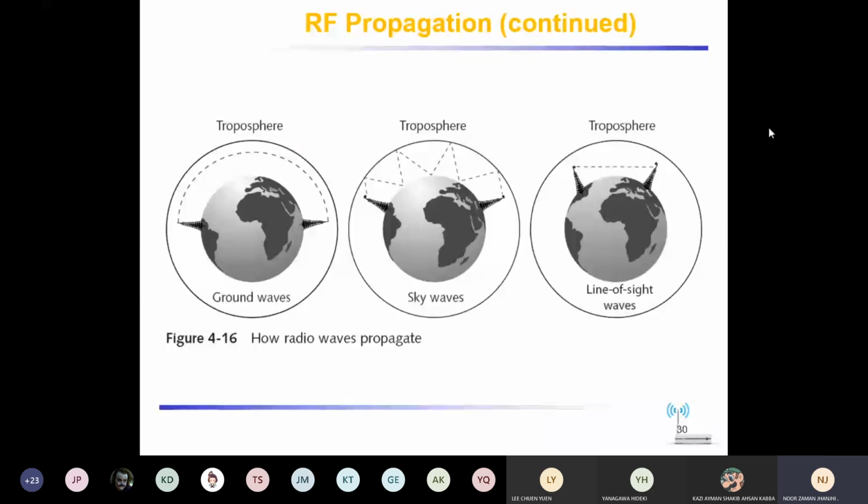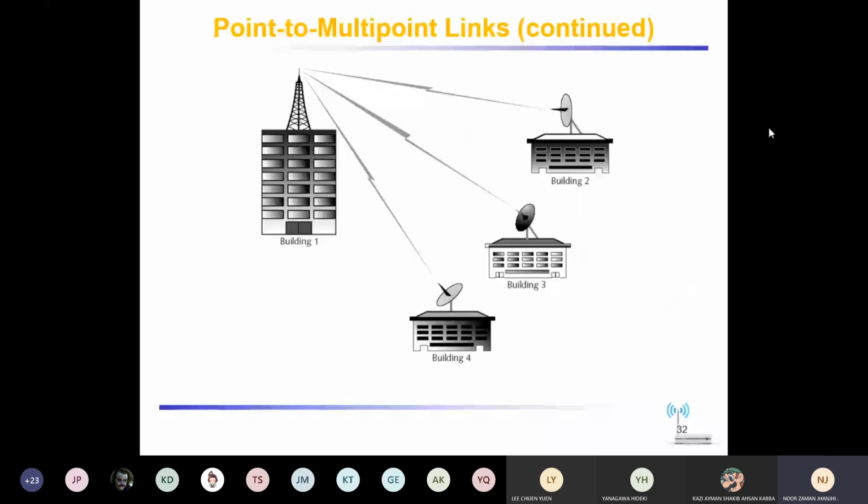So you can see the figures and understand. This is point to multi-point. One tower is connected with several points, like our TV broadcasting service. Broadcasting services always work with this model. One satellite produces the broadcast, and many input receivers and channels work for that.